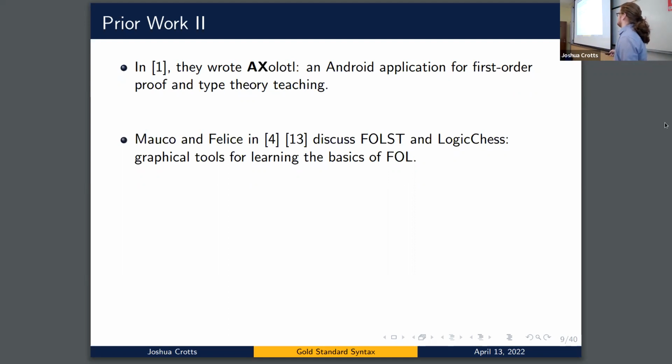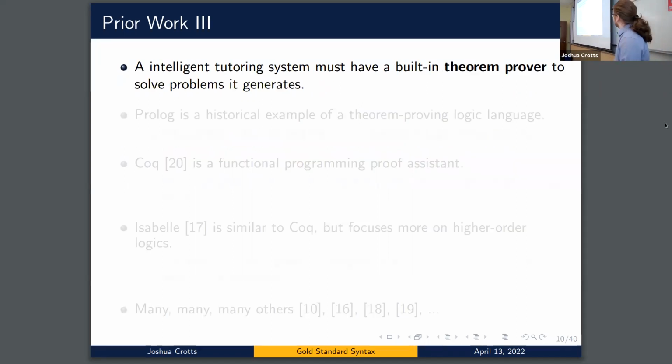On a different note, or a related note, there is False and Logic Chess, which are graphical applications that let you learn first order logic. Let's just take Logic Chess, for instance. You're given a chessboard and you can use predicates to determine or define the state of the board. Is below can be a predicate, and you can say the queen is below the rook, something like that. So it's a nice little graphical application.